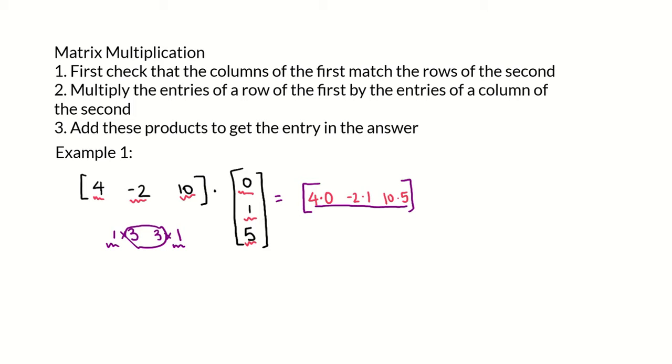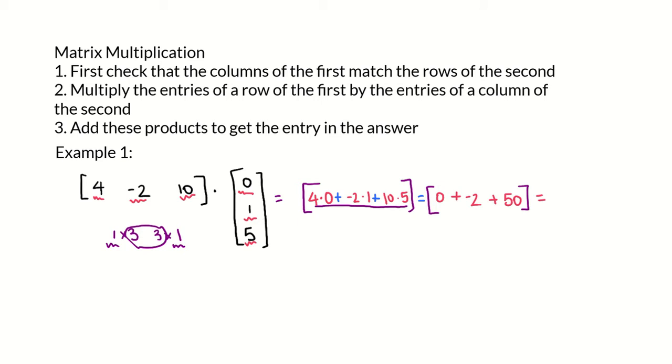And all of these multiplied entries are going to go in the same spot in the answer matrix, but we also need to add them together. So we're going to add all of these products of the entries of the first row and first column together. So that means that in our matrix, we're going to be adding together 4 times 0, which is 0, plus -2 times 1 is -2, plus 10 times 5 is 50.